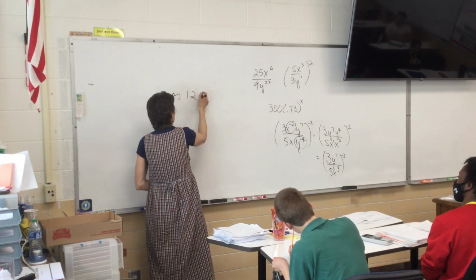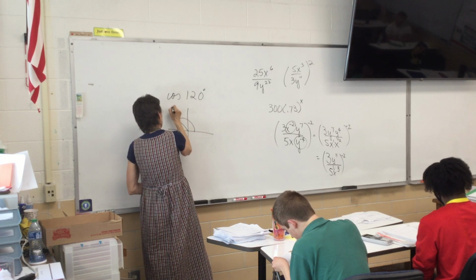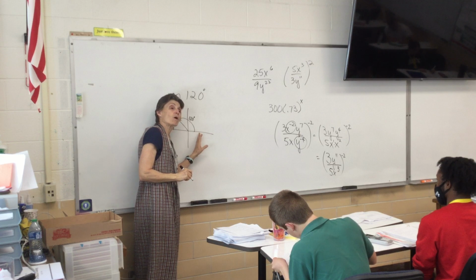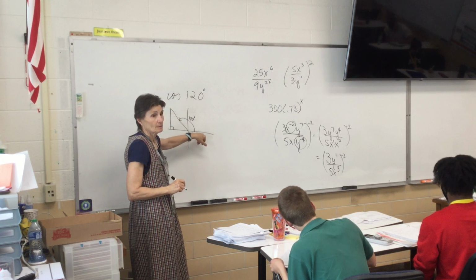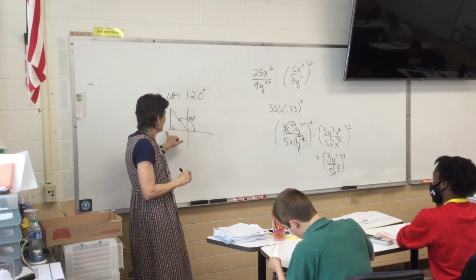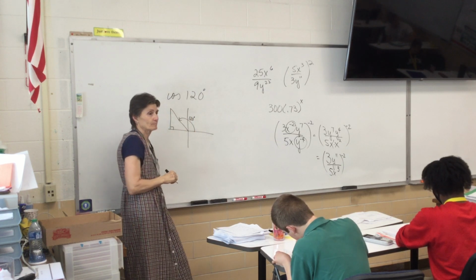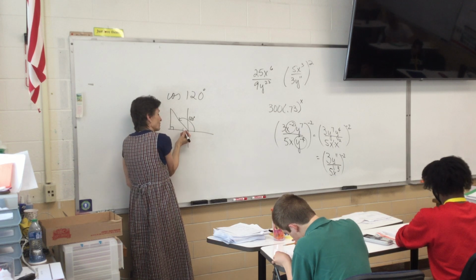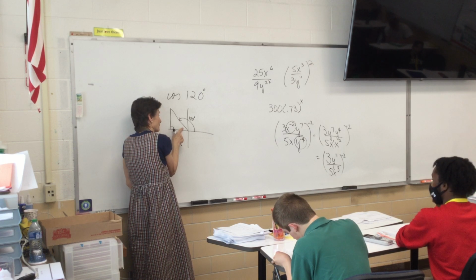So cosine 120. First thing I'm going to do is draw 120 degrees. Now remember, when we draw our angles in trigonometry, they always start here. They go this way. So that's 90. This is 180. So 120 is somewhere between 90 and 180. How big is this guy right here? This is the important angle right here where the finger is. How big is he? 60.